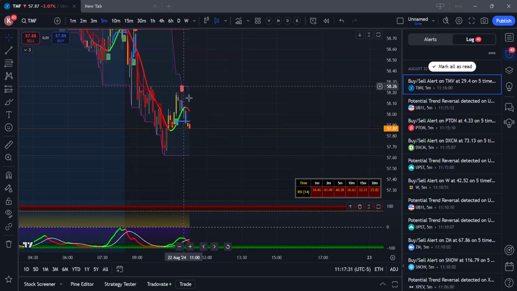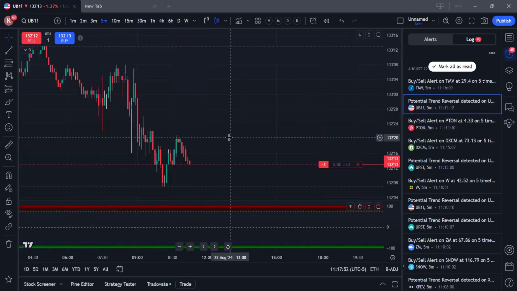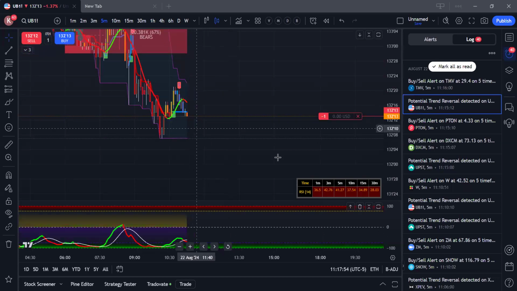Right, we got a sell signal. This green line turned to red. Everything is red here. If you want, you can also check. There is a big buy order block, so it is trying to do a double bottom. 5, 10, 15, everything is still bearish. If you go to UB, it will also make profit.